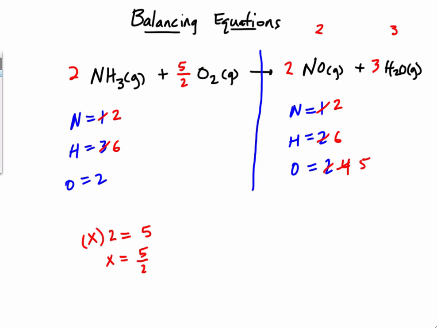This is kind of a little tricky. You can't really keep it this way. So what I'm going to do is I'm going to double everything. So if I double this, this becomes a 4. I double this, it becomes a 5. If I double this, it becomes a 4. If I double this, it becomes a 6. And now I have everything balanced. 4 nitrogen, 4 nitrogen, 12 hydrogen, 12 hydrogen, 10 oxygen, 4 of them here, and 6 of them here, and I get a balanced equation.